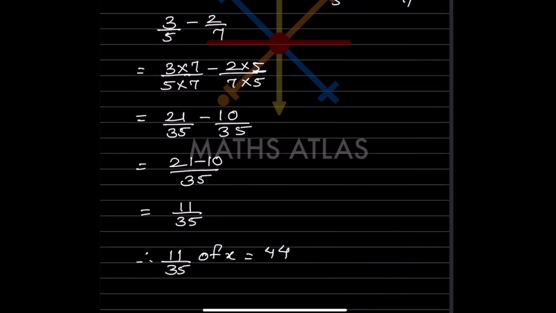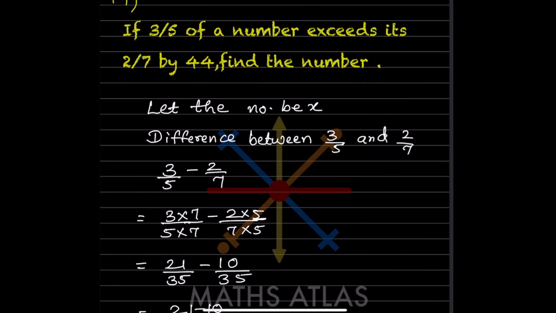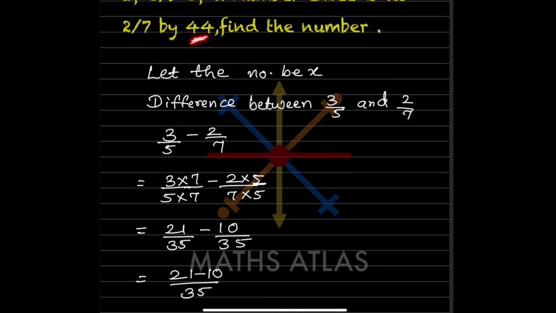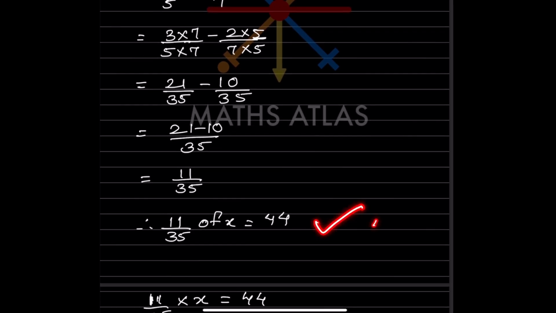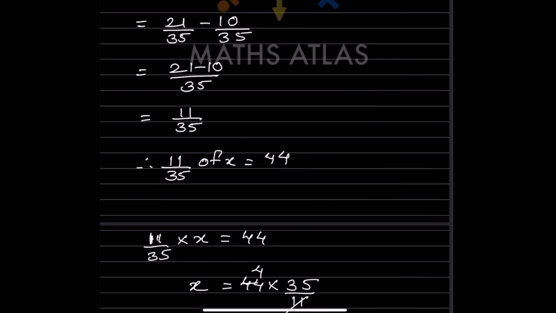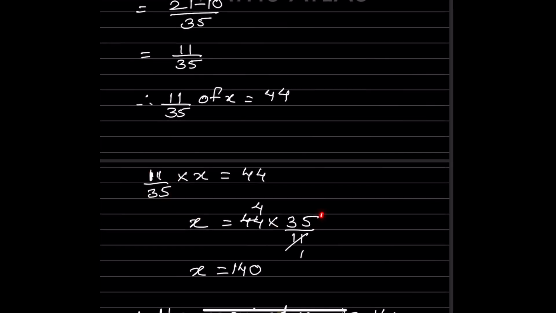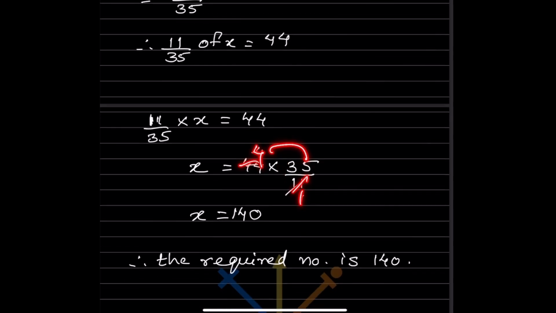So now 11 by 35 of x is what? That is, they have said 44. So just look at this step. So now 11 by 35, this is going to be multiplication into x is 44. This x is going to be 44, and this is going to flip over, because this is going on the other side. That will be 35 by 11. 11 fours are 44. So this will be 140. So the required number is 140.